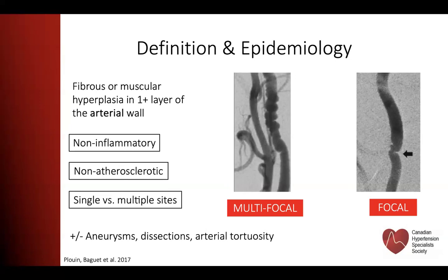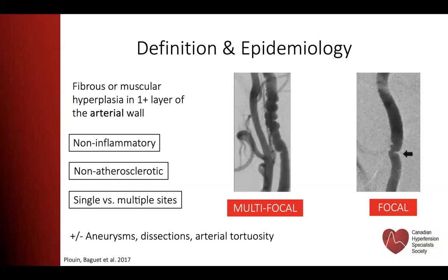We no longer use the histological classification of medial, intimal, or adventitial because we very rarely have pathology on these patients. Rather, we use a radiographic classification, which is either multifocal or focal. And you can see here an example of the 2 types seen in the carotid artery.